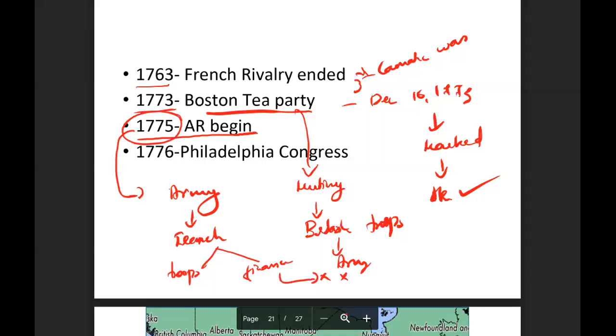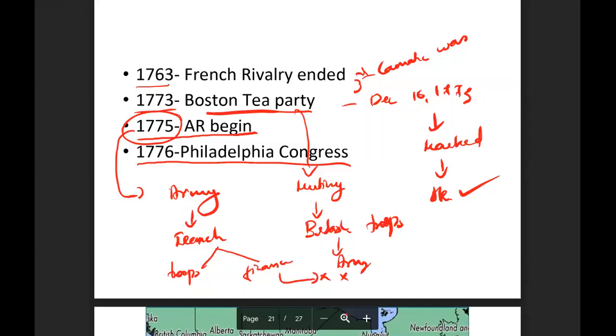This took almost 2 years for the American Revolution to officially begin, and then we can talk about the Philadelphia Congress. I'll tell you again with this slide. In 1763, French rivalry ended with the Third Carnatic War. On December 16, 1773, the Boston Tea Party happened. Before that, the slogan 'no taxation without representation' and demands were put, but none of the demands were agreed by the British Crown. So the British Crown thought that some mutiny was happening, and obviously some violence was happening, and they brought British troops to this eastern coast of America.